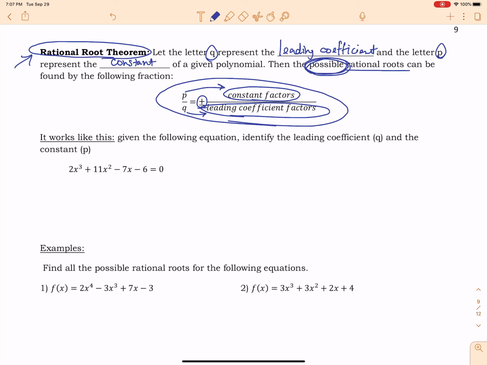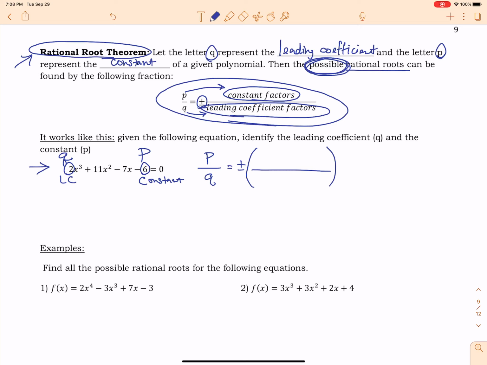All right, so having said that, I'm going to look down here at my polynomial. Well, 2 is my leading coefficient and 6 is my constant. So if I let the constant be represented by the letter P and the leading coefficient represented by the letter Q, I'm going to create a fraction of P over Q. And that's going to be equal to plus or minus, and then a fraction. Now, a lot of students forget this, but it is important. You need parentheses around that fraction bar because the plus and minus extends to the entire thing.